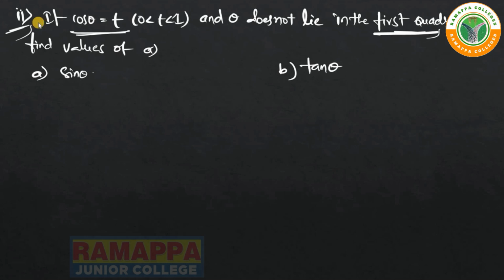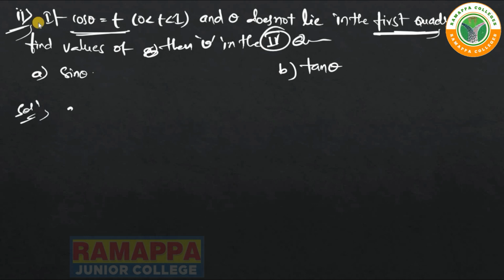Then we take theta to be in the fourth quadrant. Now for the first one, sin theta is equal to the square root of 1 minus cos square theta. Since cos theta is equal to t, we can write it as the square root of 1 minus t square.